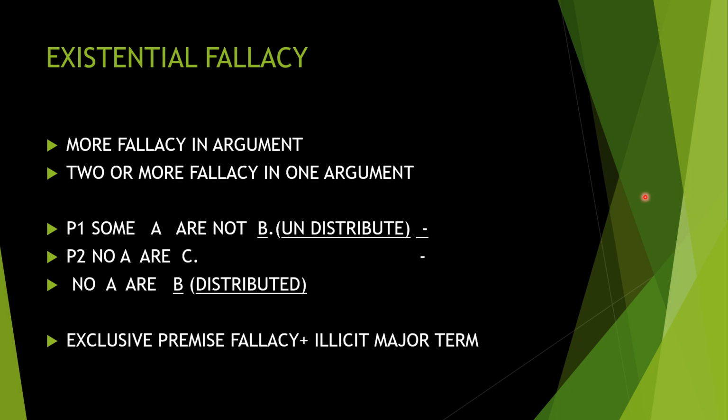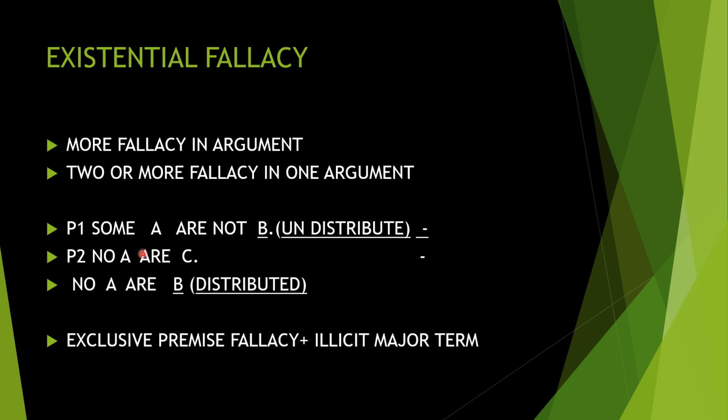Next is existential fallacy. Existential, the word itself, means exist. More than one fallacy in an argument is this fallacy. Sometimes the minor term fallacy is there, sometimes the major term fallacy is there, sometimes negative from positive fallacy is there, sometimes illicit fallacy is there. Like that. If more fallacies come in one argument itself, we call it existential fallacy. Two or more fallacies in one argument.